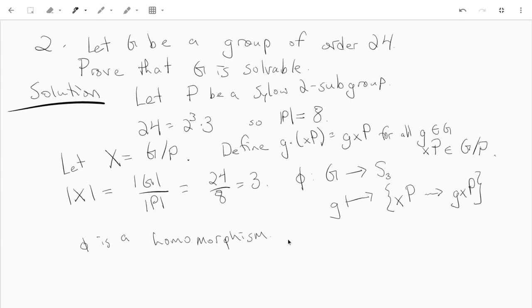What do we know about a homomorphism? Well, the kernel of a homomorphism is a normal subgroup. What else do we know about this kernel? It is actually contained in P. Let's see why that is. An element in the kernel of phi is an element of G which gives the trivial permutation. So those g's such that gxP equals xP for all x.